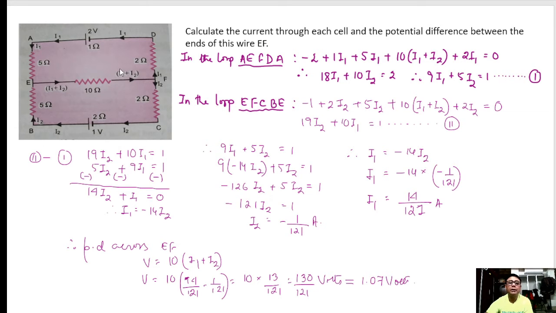They are telling us to calculate the current through each cell and the potential difference between the ends of the wire EF. This is E, this is F. They are telling us to calculate the value of VEF. So first of all, let us choose our loop. Let us choose our loop A, E, F, D, A. So we are choosing the loop, this one.